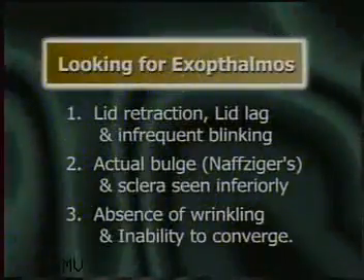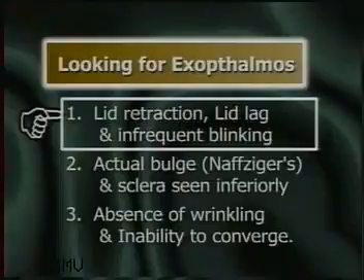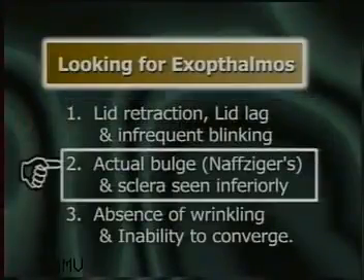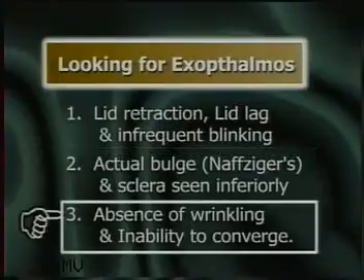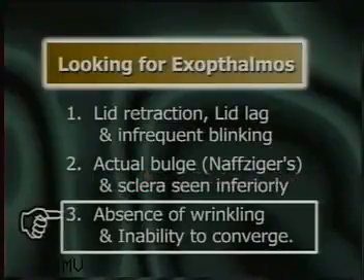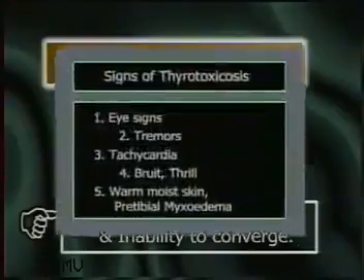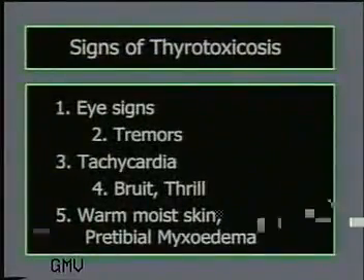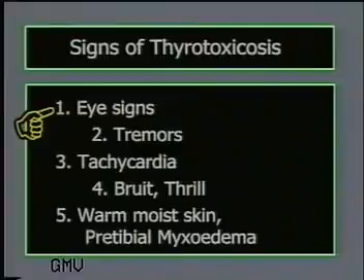To revise, look for lid retraction, lid lag and infrequent blinking. Look for actual exophthalmos by Knapziger's method and visibility of sclera beneath the inferior limbus. Then look for wrinkling of forehead, that is Geoffroy sign, and test convergence, that is Mobius sign. We are examining for the signs of thyrotoxicosis, and we have now studied the eye signs in thyrotoxicosis.